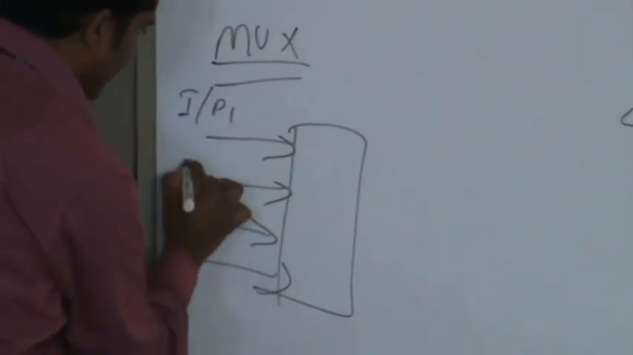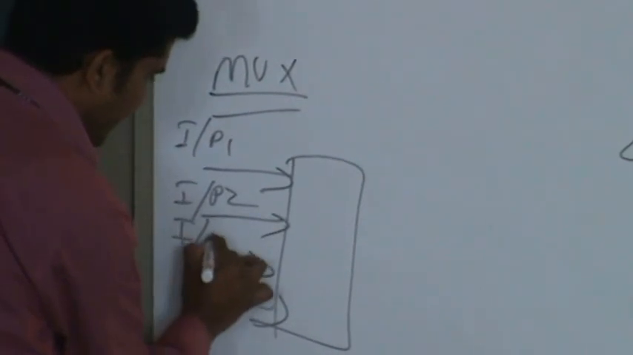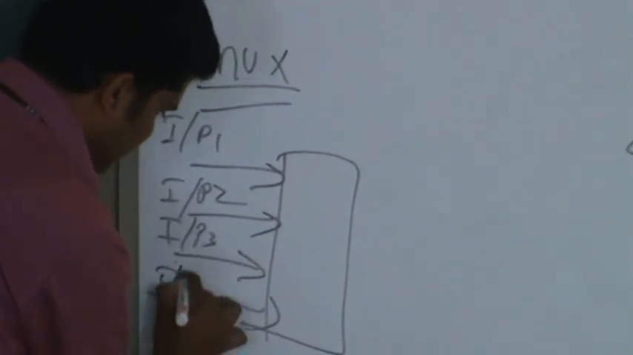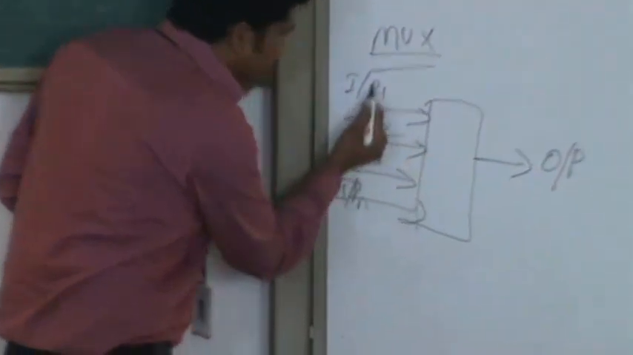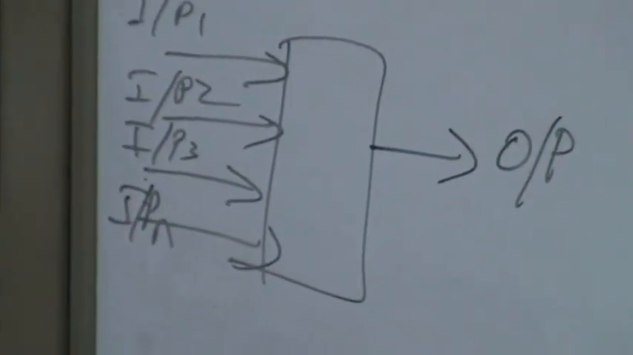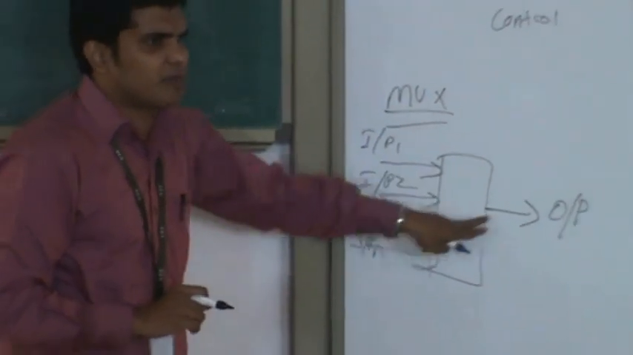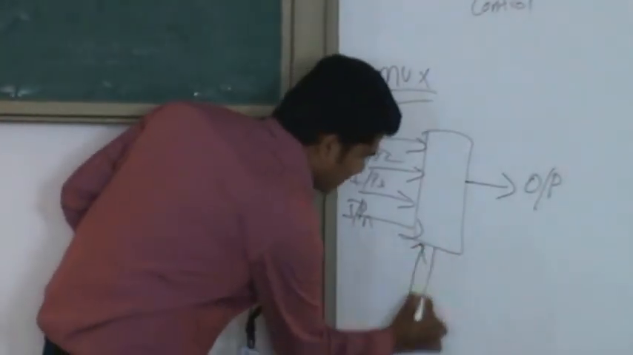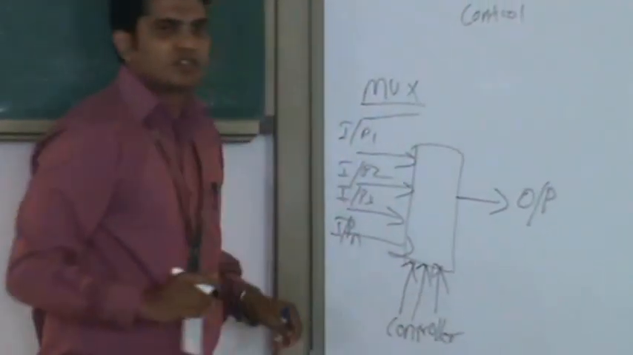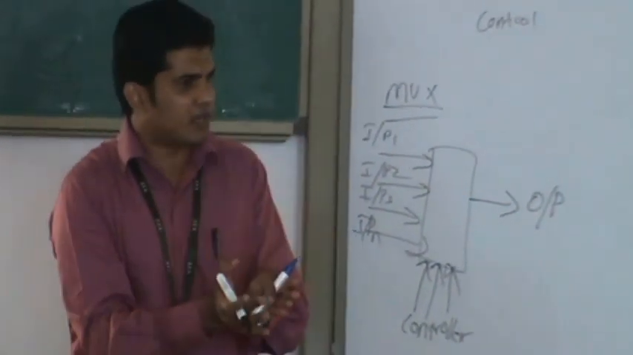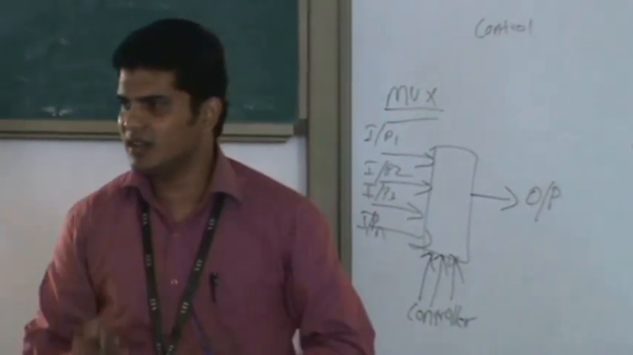multiple inputs, that is input 1, input 2, input 3, input n, and one output. Yes, multiple inputs and one output. Now the output will be selected from the given inputs. Who selects the output from the given inputs is the controller. So the controller decides which input is to be selected and given as the output.